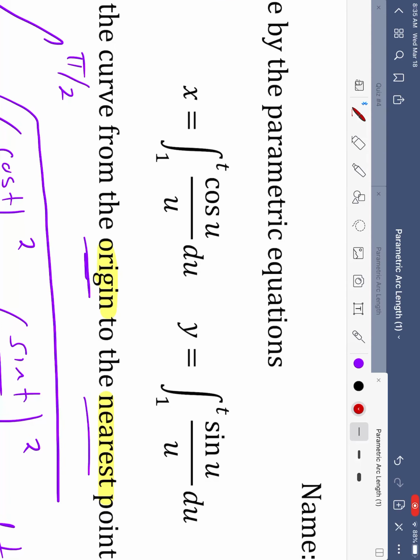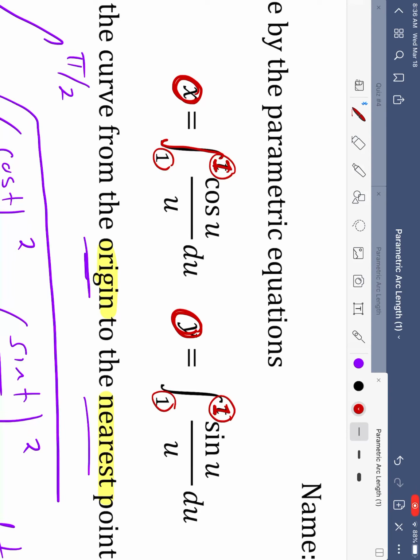So if I want this to be the origin, I need my x value and my y value to both be 0. Well, now this is a little extra thinking. How am I going to make a definite integral 0? Well, the only way is, not the only way, but the easiest way is if the upper and lower limits are the same here and here.